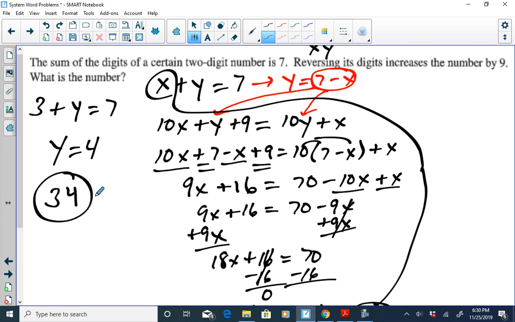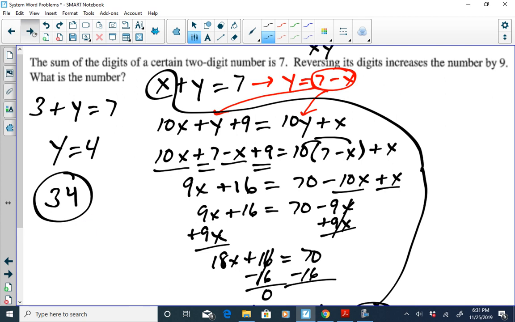Well, let's see if that makes both situations true. Is the sum of 3 and 4 7? Yes. If I reverse the number we get 43. Is 43 an increase of 9 from 34? The answer to that is yes. Alright, so that's a nice example.